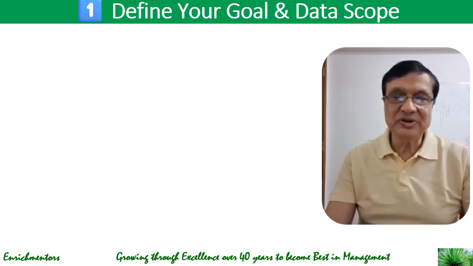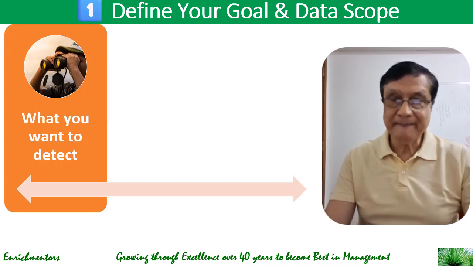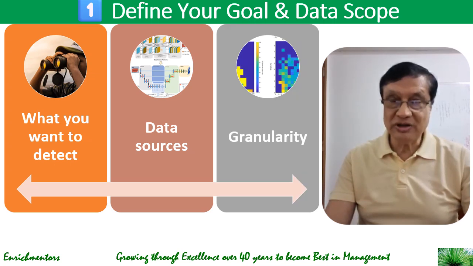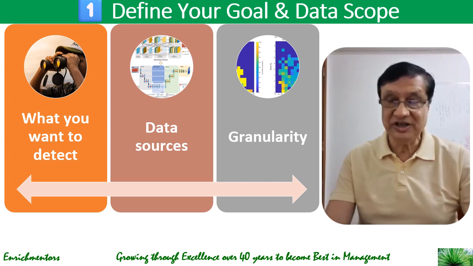So first step obviously is to define your goal and data scope. Before touching the AI tools, decide what you want to detect, right? In terms of recurring issues, root causes, sentiment trends, etc. Then you look at your data sources: the complaint forms, survey free text responses, customer support transcripts, online reviews, social media comments, etc. Then you look at the granularity. Do you want a broad theme like delivery delay, or do you want specific issues, like delivery delays due to customs clearance?